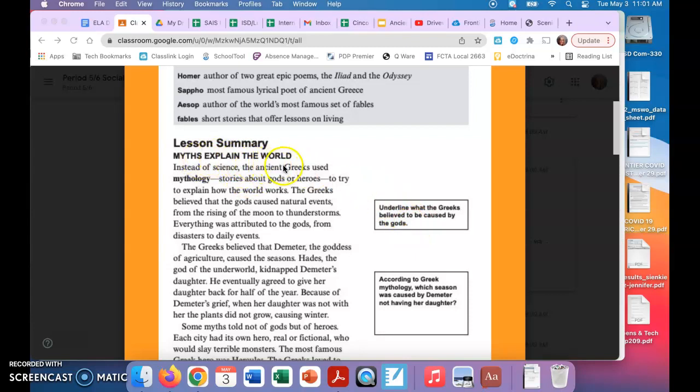Myths explain the world. Instead of science, the ancient Greeks used mythology, stories about gods or heroes, to try to explain how the world works. The Greeks believed that the gods caused natural events, from the rising of the moon to thunderstorms. Everything was attributed to the gods, from disasters to daily events.